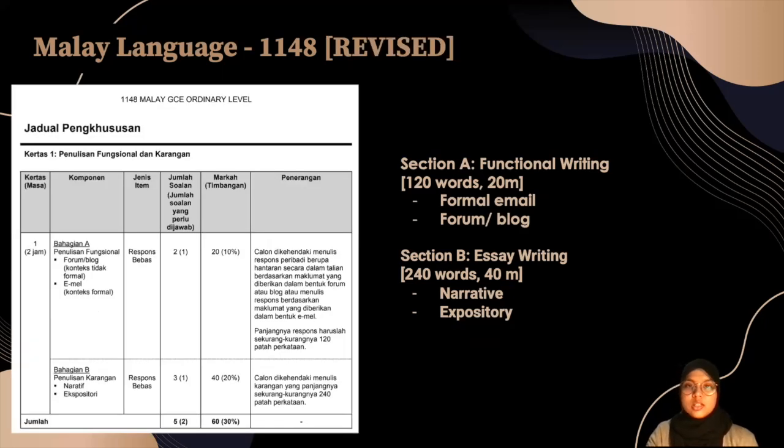For the new syllabus, section A, functional writing, students are to write either a formal email or forum or blog, which carries 20 marks also, and a minimum of 120 words. For section B, essay writing, students are to write either narrative or expository, which carries 40 marks, with a minimum of 240 words.